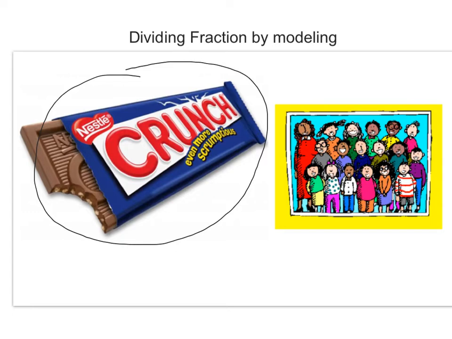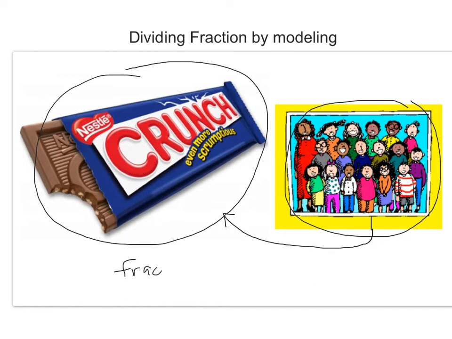Now if I have a group of students, like the class of students right here, or a group of people, and I wanted to share this candy bar with them, not all of them will get one whole bar, but all of them can get a fraction or a piece of the whole bar. Okay, so that's just one of the concepts I want to talk about. They can't have a whole bar, but each student can get a piece or a fraction of the whole bar of candy.